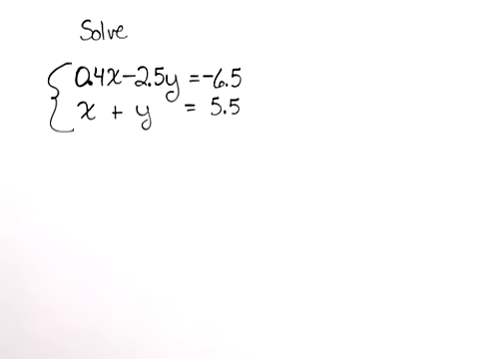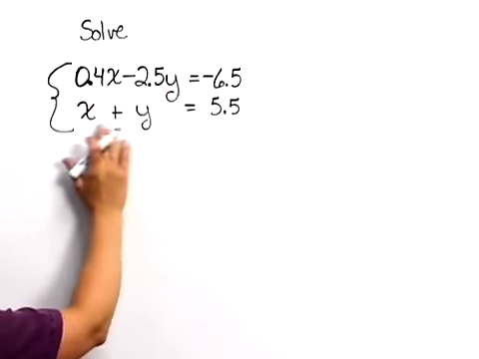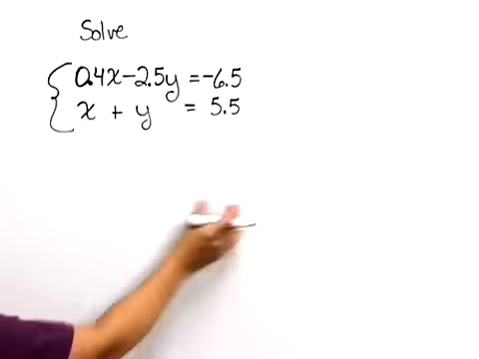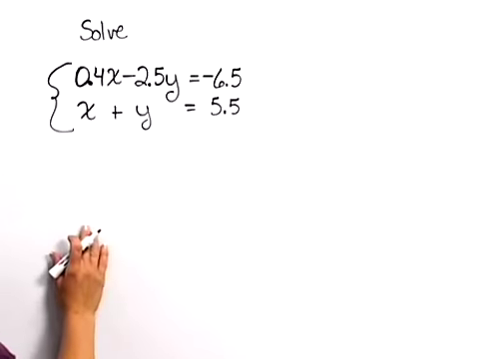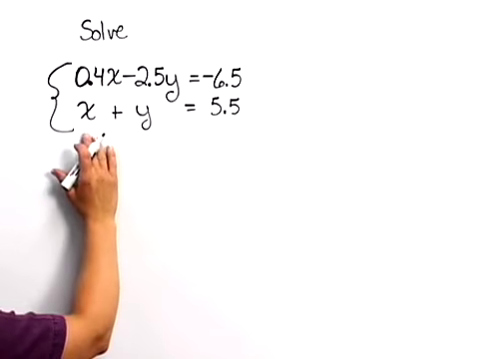For this particular problem, we can solve by any method we choose. I notice that both equations are in standard form since the x's and the y's are on the same side and all the constant terms are on the other side. So the elimination method would work well. How about if we go ahead and eliminate our x terms?